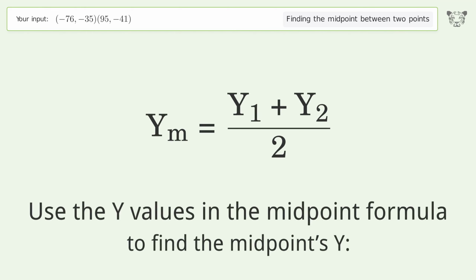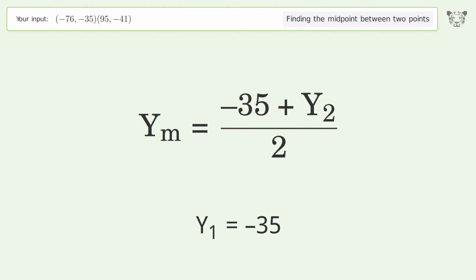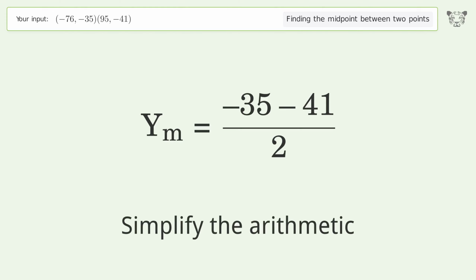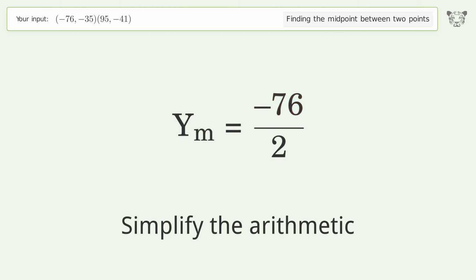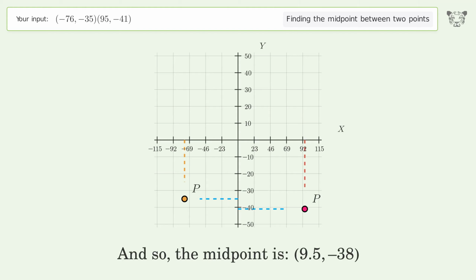Use the y values in the midpoint formula to find the midpoints y. y1 equals -35. y2 equals -41. Simplify the arithmetic. And so, the midpoint is 9.5, -38.